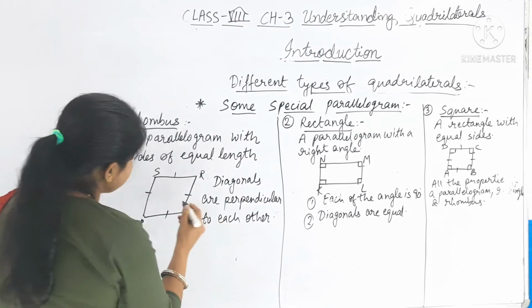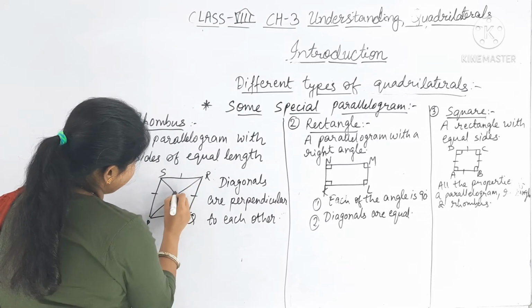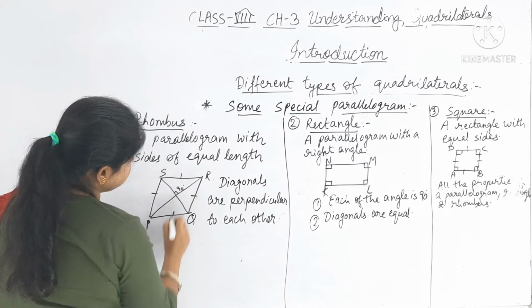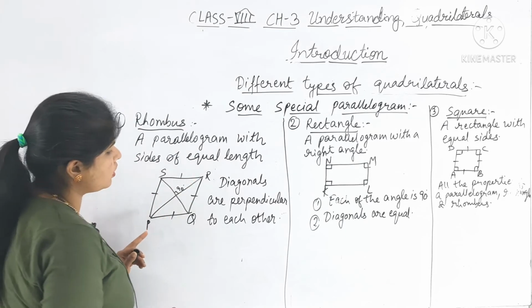Here diagonals are perpendicular to each other. So here it is 90 degree. Okay, so diagonals are perpendicular to each other.